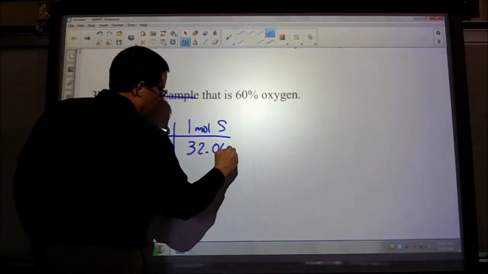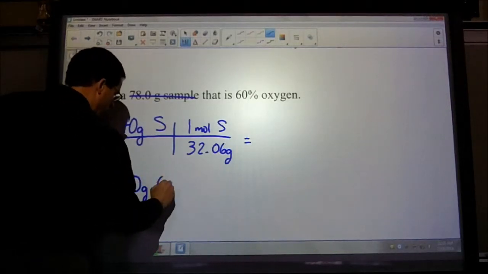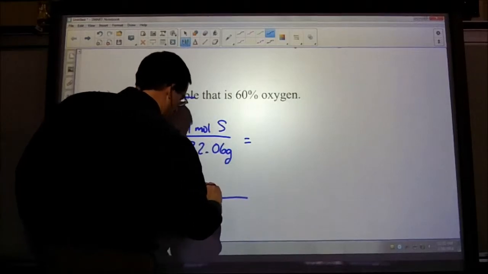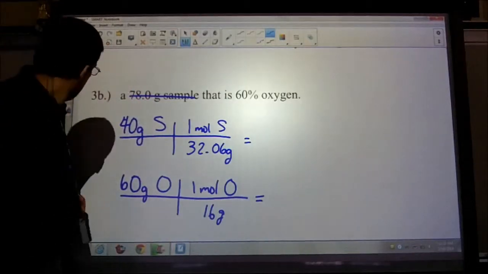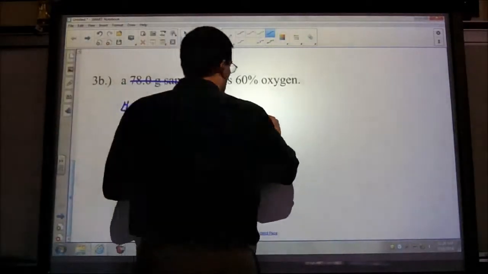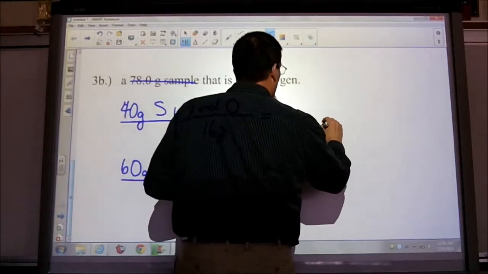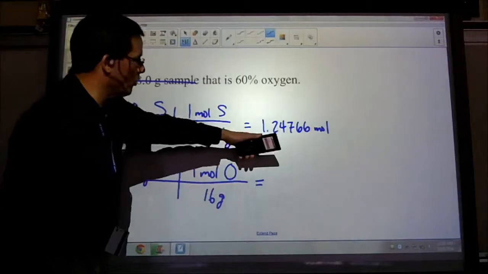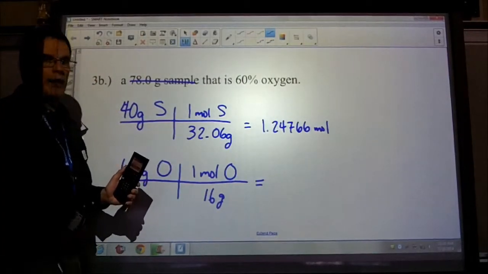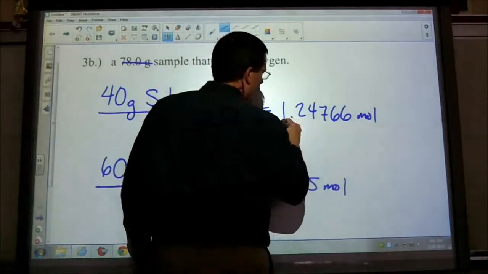And again, 32.06. And now we have our 60 grams of oxygen. So 1.24766. Now, don't get too courageous and go, ooh, that's that 1 1/4, because 1.25. No, that's how many moles we have. We haven't done the mole fraction yet, or mole ratio. And 3.75 here. So let's now find the mole ratio by taking it by the smallest value here.